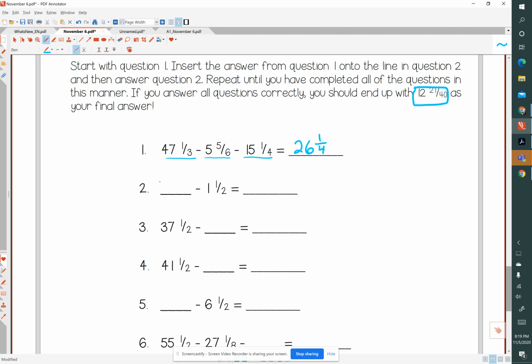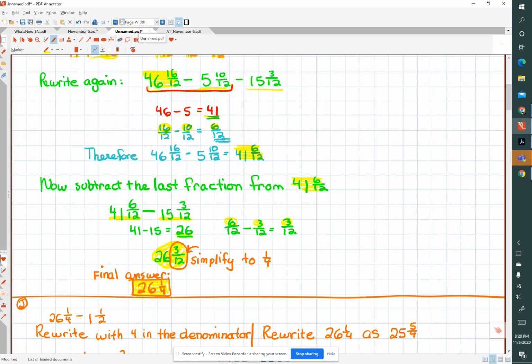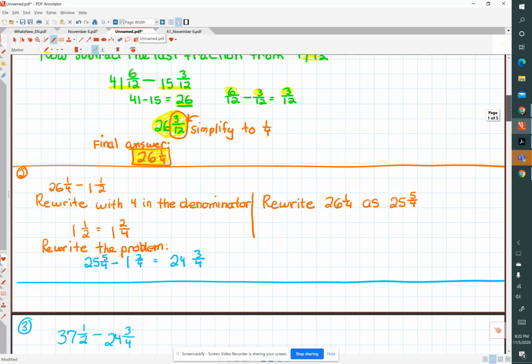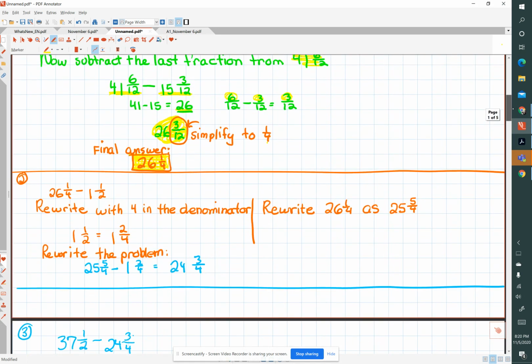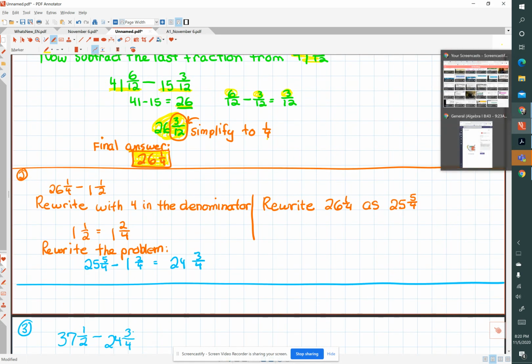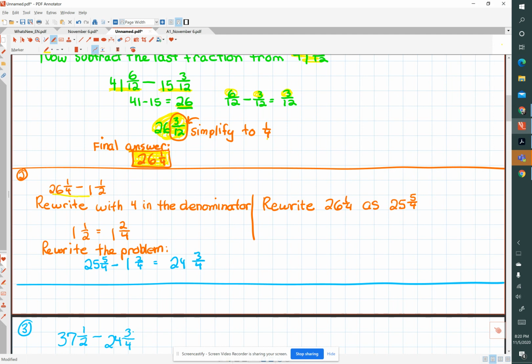And we can go ahead and put that on the next line. And we can go ahead and work the second problem. So now we have 26 and 1/4 minus 1 and 1/2.